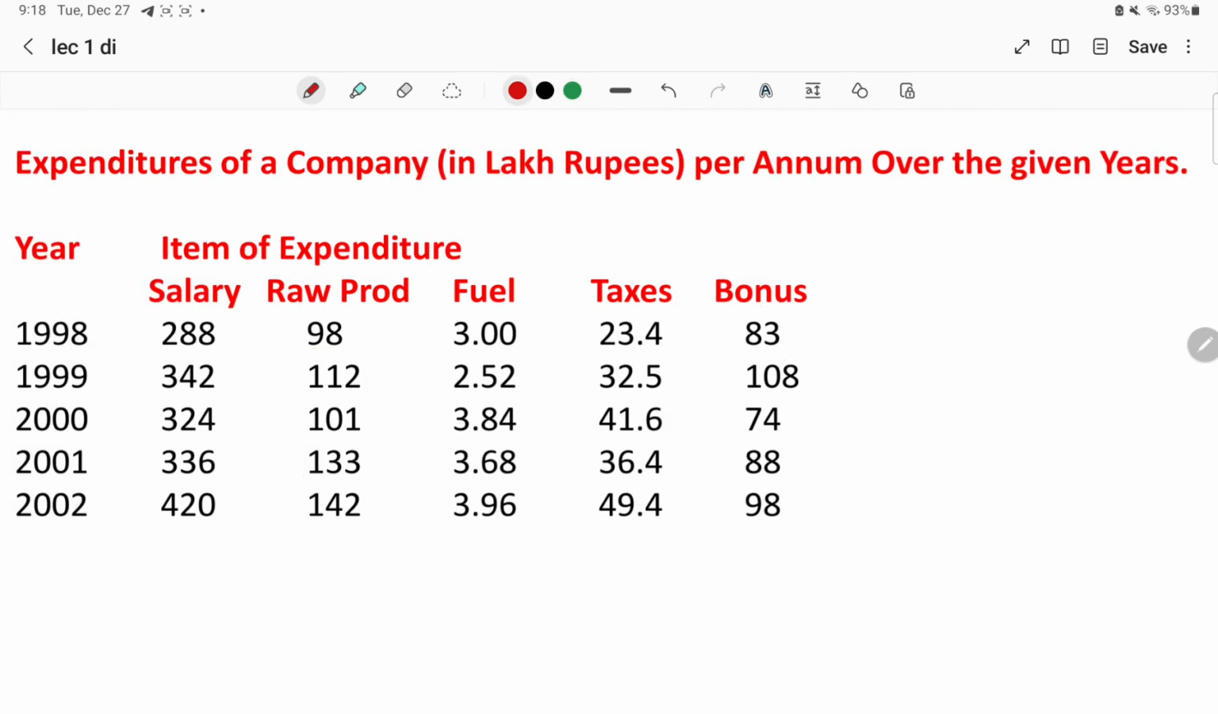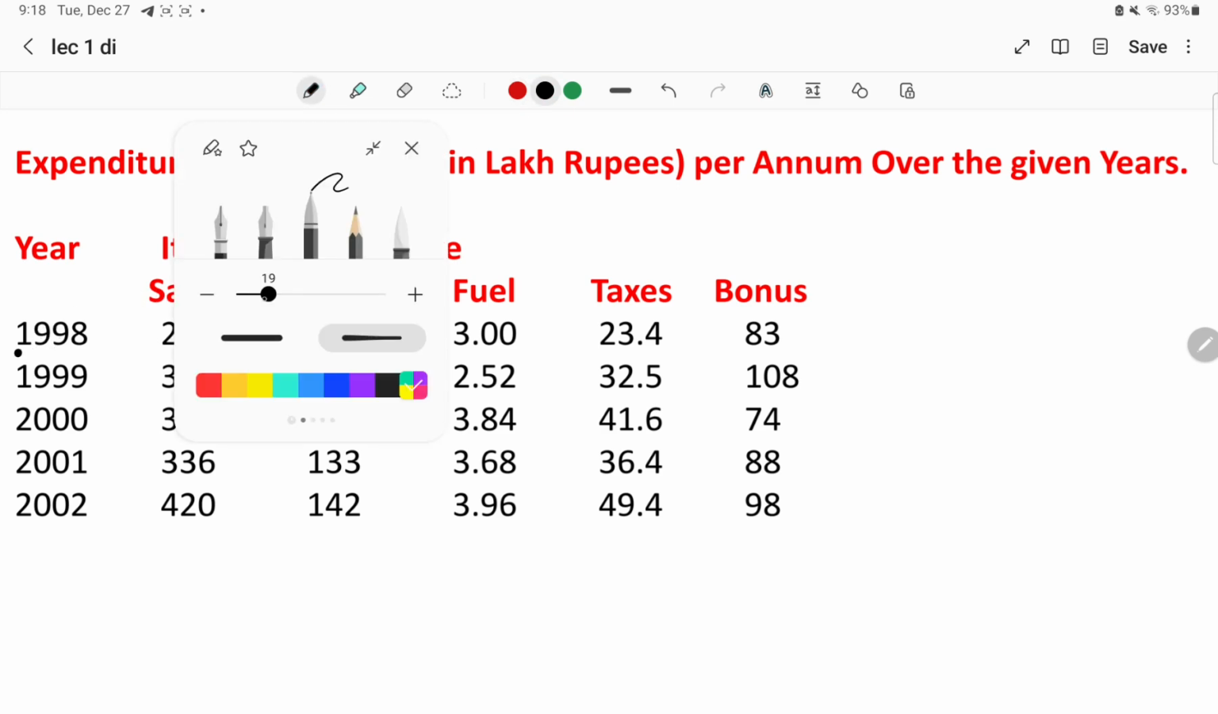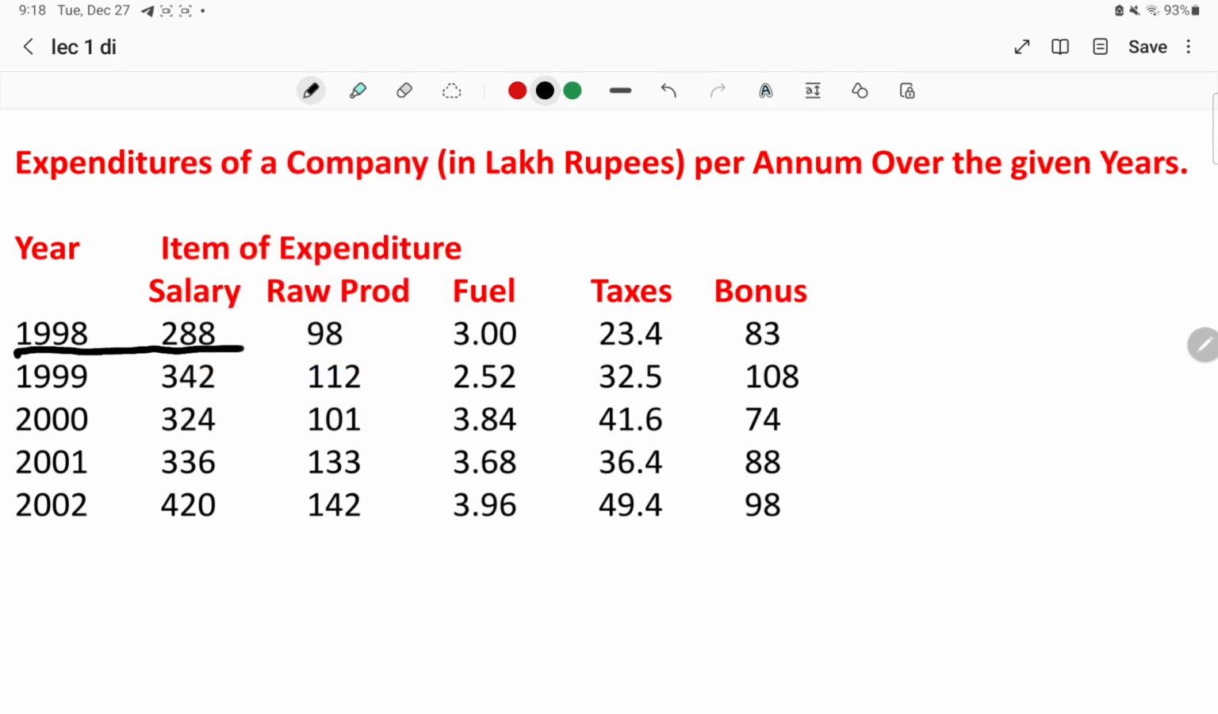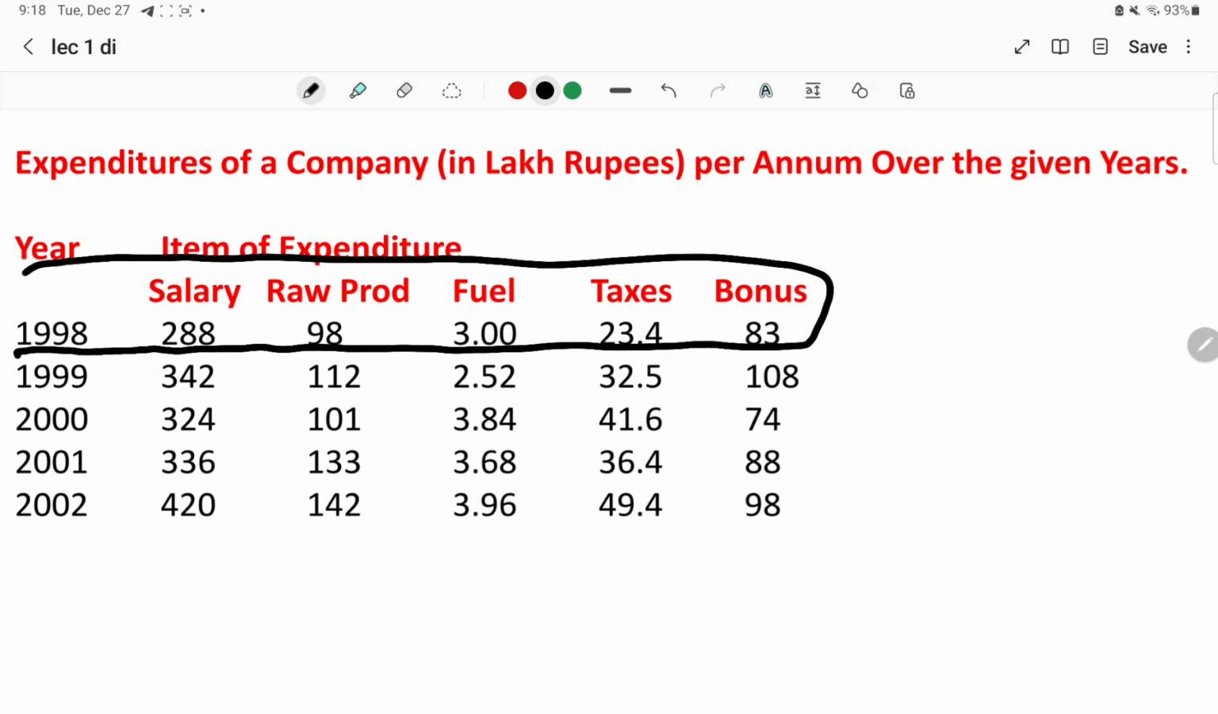Now if we want to see a particular year, for example 1998, in this particular year we can clearly see these are all the expenditures done. For salary they have done 228, for raw product they have done 98. I'm mentioning 2 digit or 3 digit numbers over here, but that doesn't mean they are actually 2 or 3 digit, they are actually in lakh rupees.